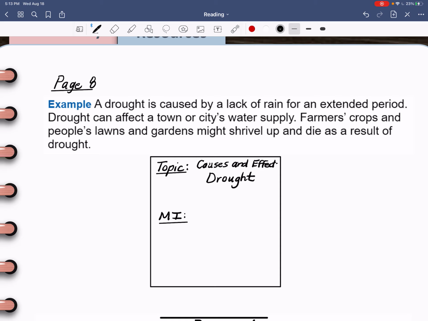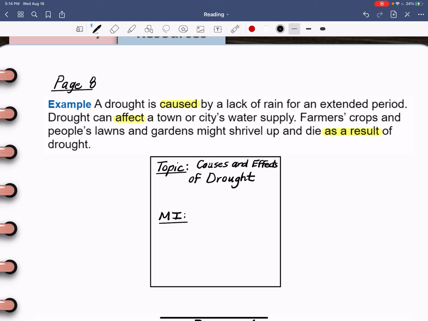Now, I should have, as I read this, highlighted the keywords. There's cause. There's the word affect, which we've talked about. As a result. Those are all clues that we're dealing with causes and effects. So causes and effects of drought. That's the topic of this paragraph. So let's put this into a sentence and we'll have a main idea.